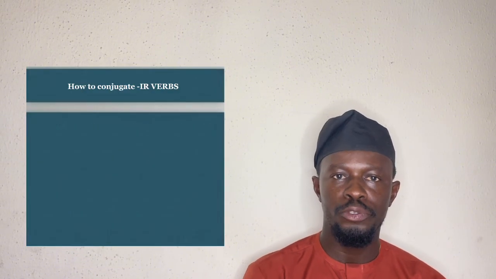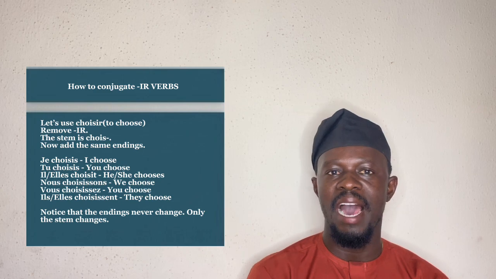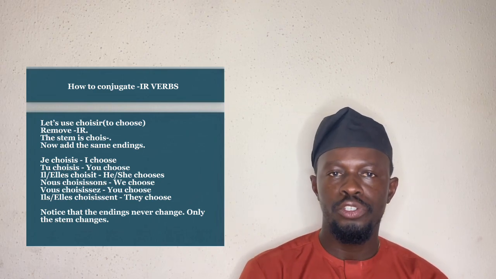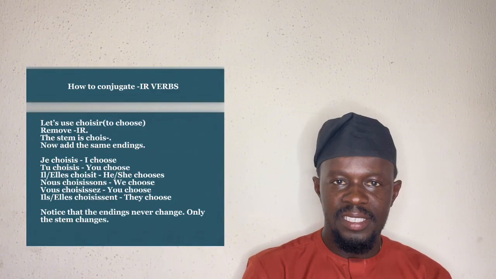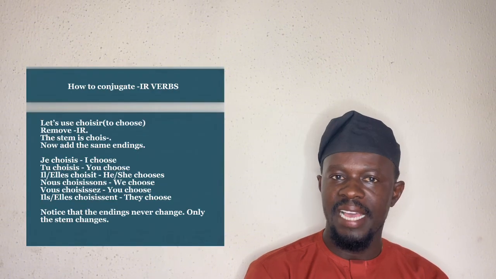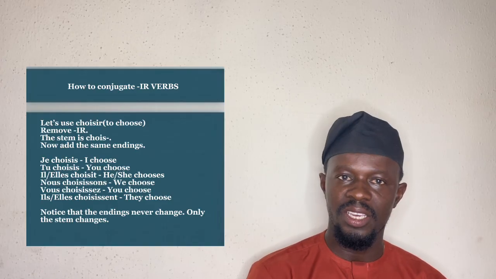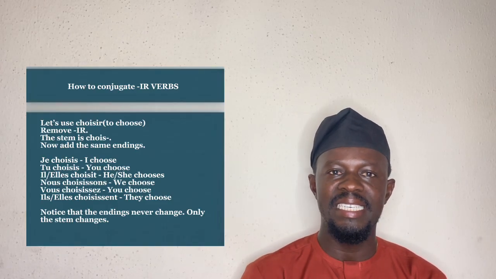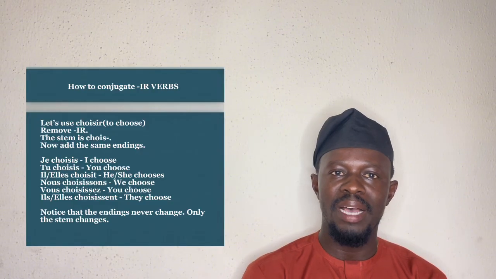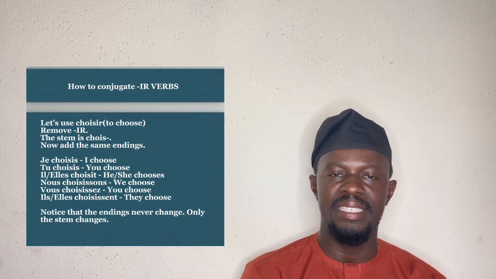Now, let's try another verb. Let's use the verb choisir. You know our stem already. First, we remove the IR, and the stem is chois. Now, let's add the endings. Same endings: is, is, it, issons, issez, issent. And it gives us je choisis, tu choisis, il choisit, elle choisit, nous choisissons, vous choisissez, ils choisissent, elles choisissent.